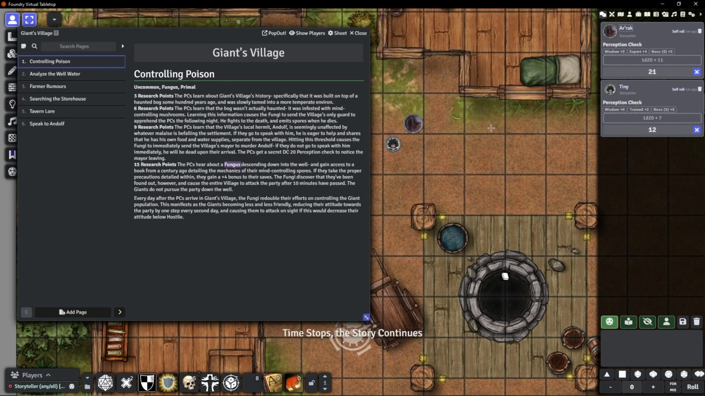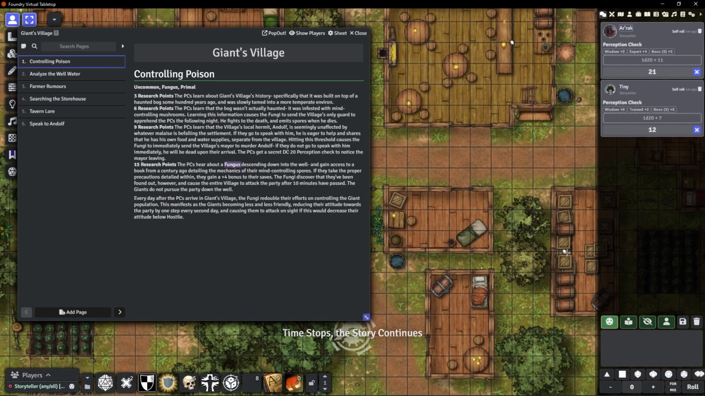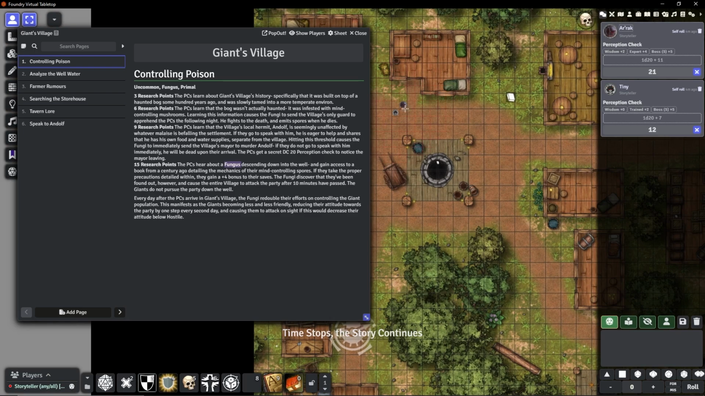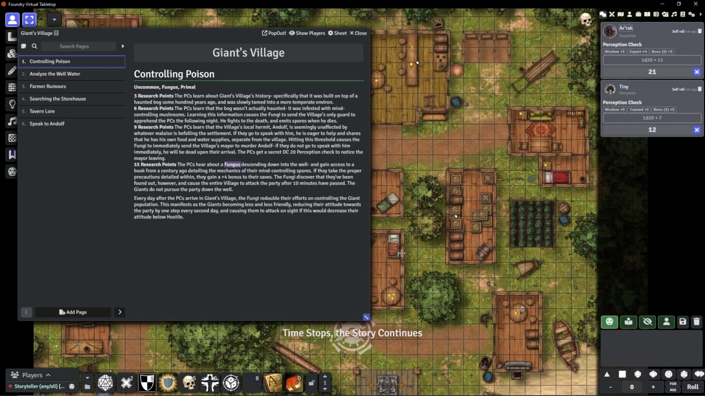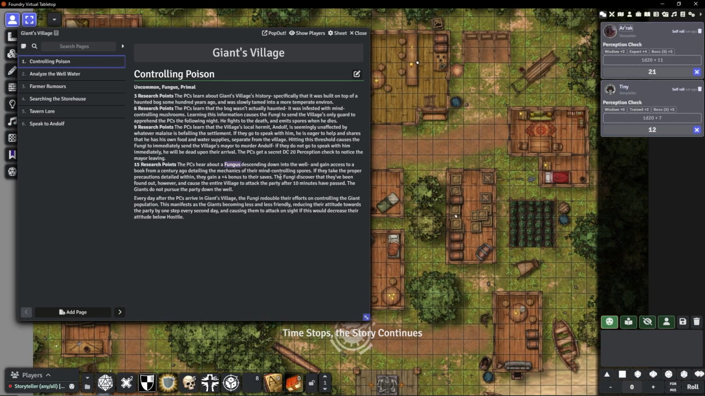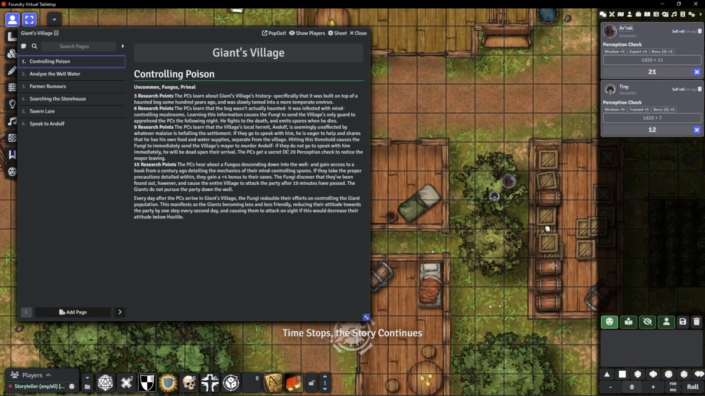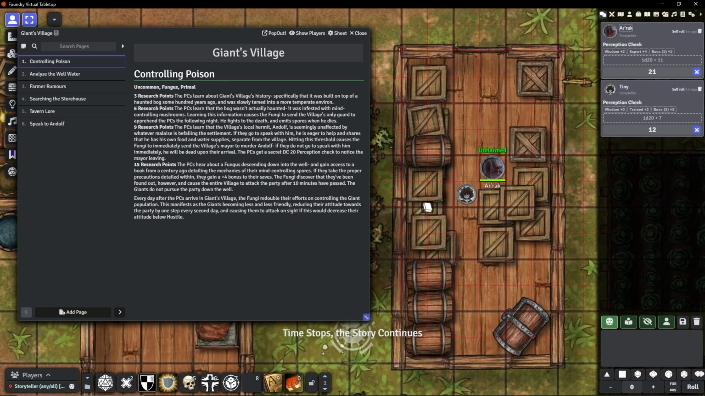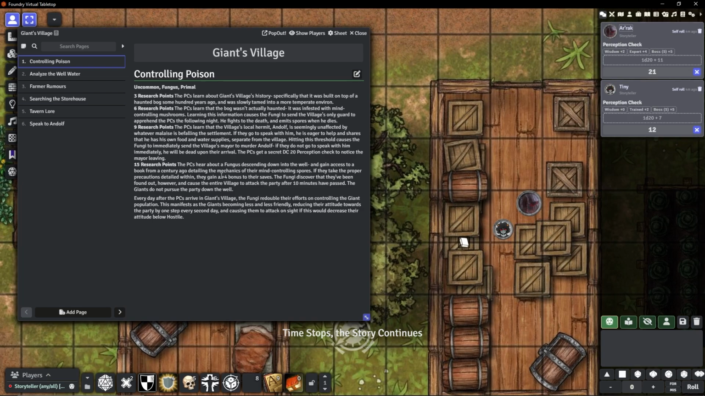They go to the storehouse and find a very old book detailing the mechanics of the mind-controlling spores. So at this point they would understand exactly what the poison or disease of the spores would do mechanically, and they have the ability to take precautions with the items within the storehouse, which will give them a +4 bonus circumstance or item, depending on what you think is most appropriate to their saves.